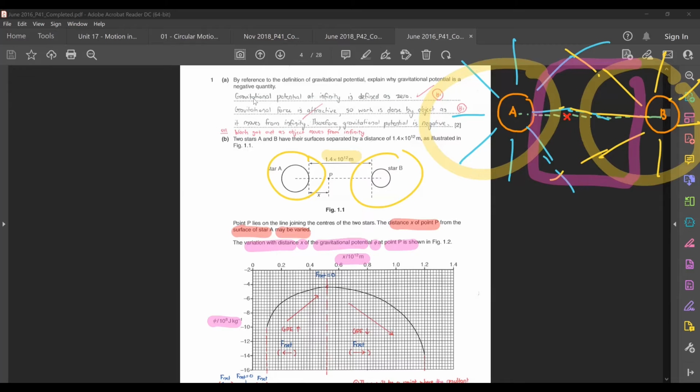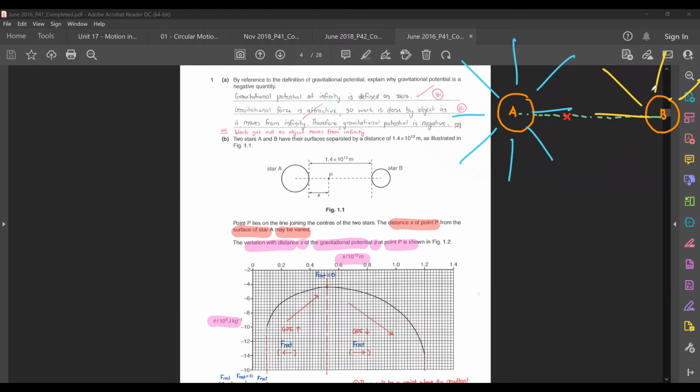Okay, so along the line between the centers of these two stars, what you will have is a gravitational field that is the resultant of star A and star B. The take-off point here is for you just to recognize that in the region between star A and star B, whatever gravitational field you have is actually the resultant of the gravitational field of star A and star B added together, because the field lines are overlapping here.